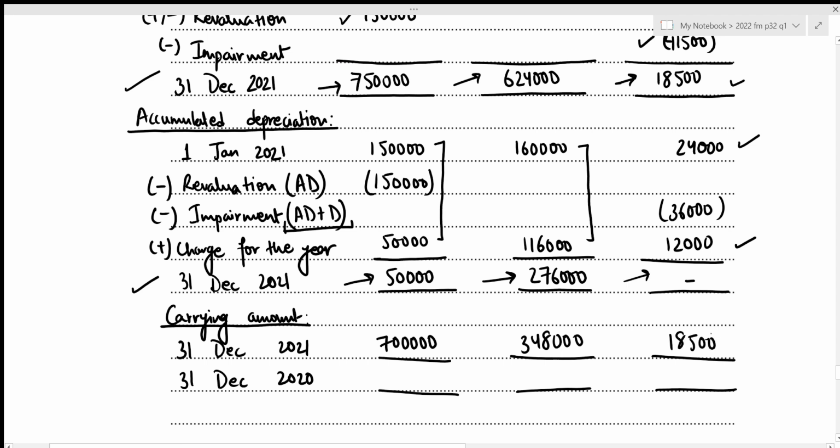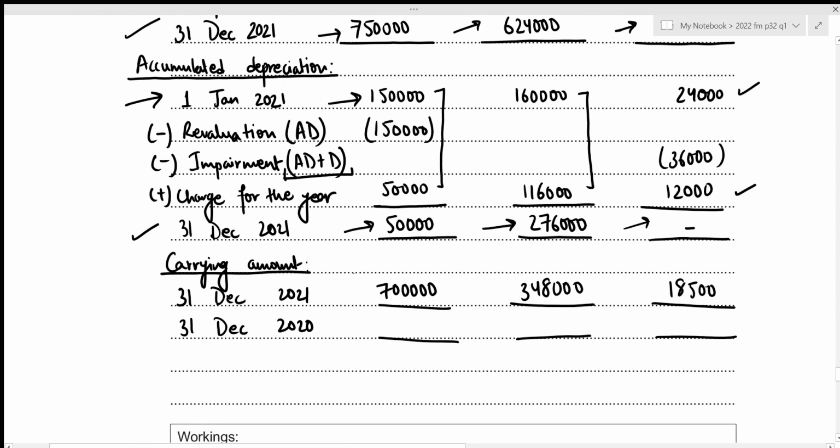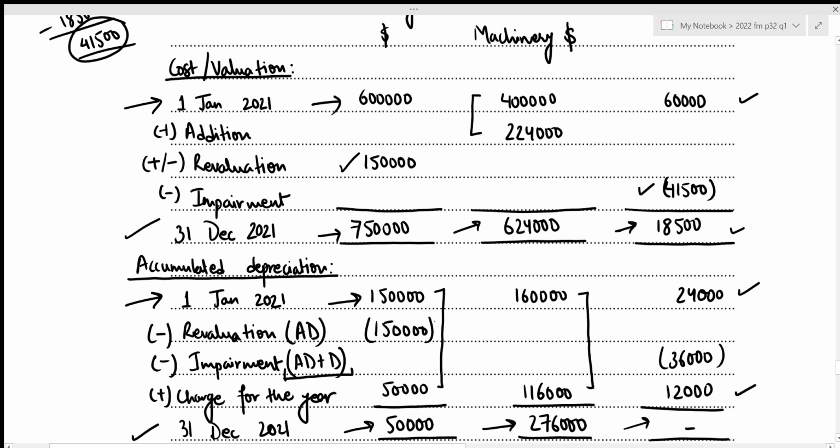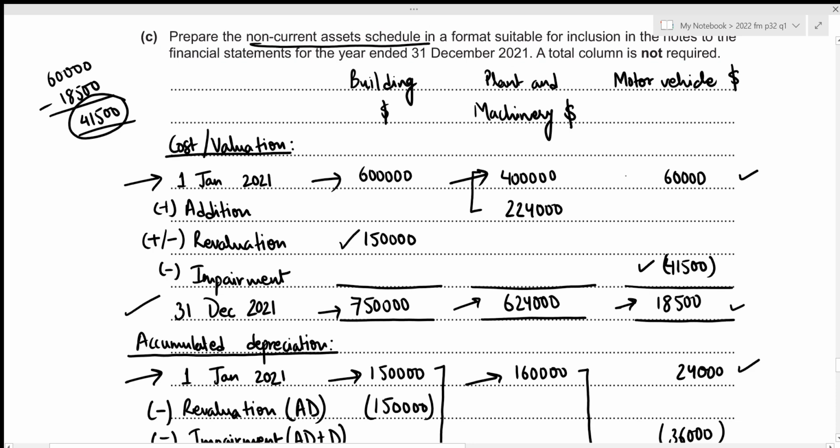Now for the beginning date, again we repeat the same process by subtracting this accumulated depreciation at 1st January 2021 from the cost at 1st January 2021. So for building, that is going to be 600,000 minus 150,000, which results in 450,000. For plant and machinery, that is going to be 400,000 minus 160,000, which results in 240,000. Then finally, for motor vehicles, that's going to be 60,000 minus 24,000, which results in 36,000.